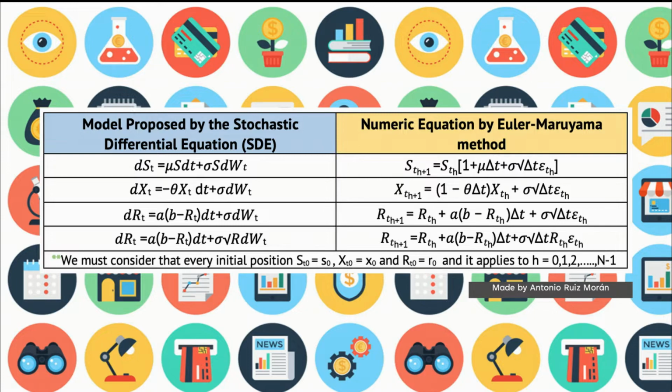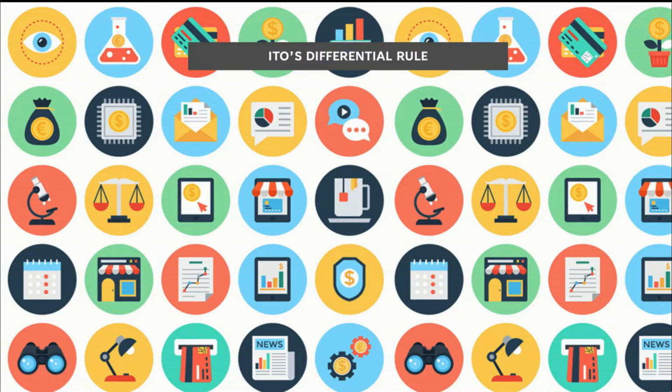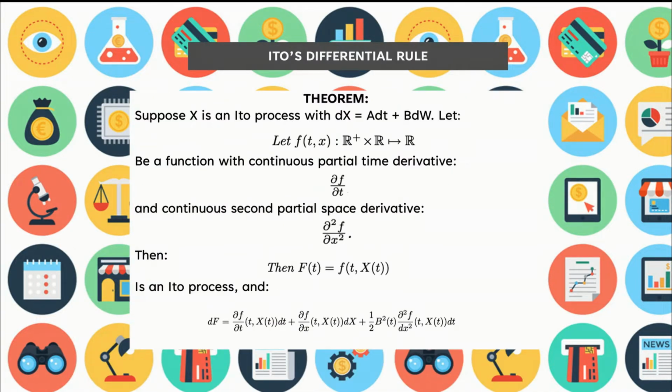To double-check these results, we can use the Ito differential rule, which says that suppose x is an Ito process with the derivative of x equals a times the derivative of t plus b times the derivative of w, and let f be defined, as we can see on the screen, be a function with continuous partial time derivative and continuous second partial space derivative. Then f, defined as we can see on the screen, is an Ito process, and we can obtain the equation of the Ito differential rule as we can see on screen.